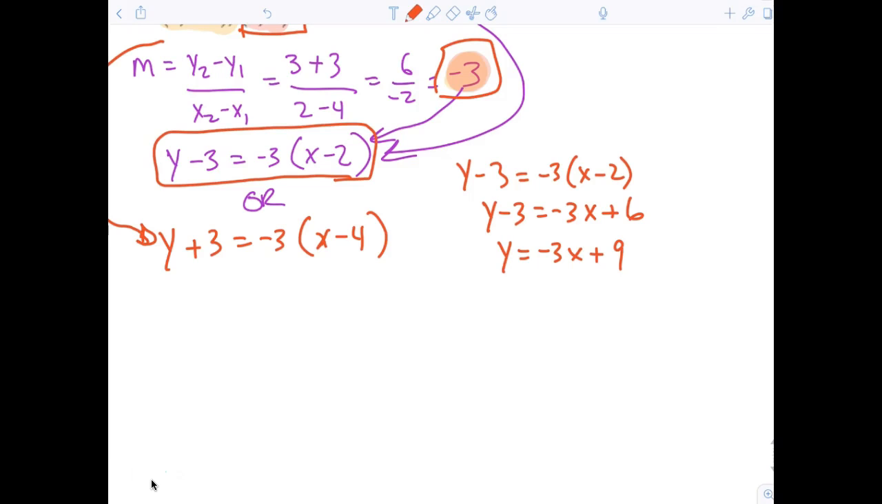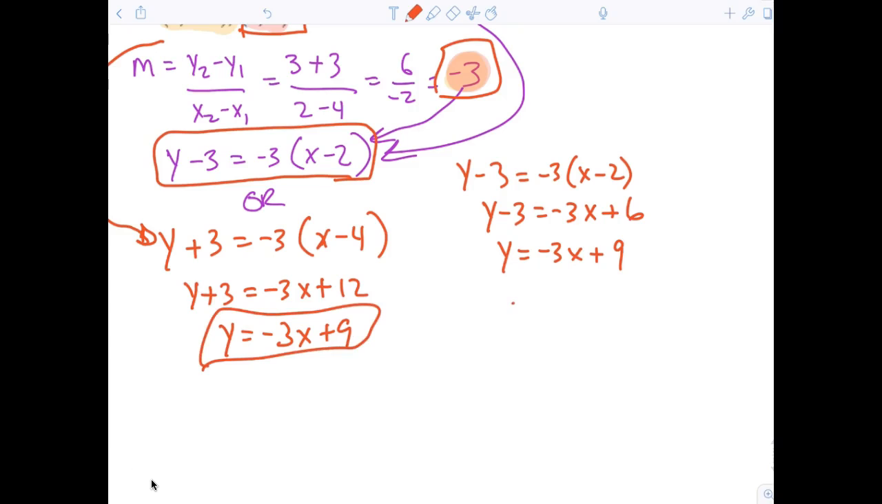Now that's in the other format. Now I'm going to choose this one right here: y plus 3 equals negative 3x minus 12. And now I subtract 3 from both sides. So y equals negative 3x plus 9. Now are they the same lines? Yeah. How do I know that? Because this is the same as this. Is everybody with me? Do they look the same in the format above? No. This right here and this right here do not look the same. But they are the same. It's just selecting a different point.